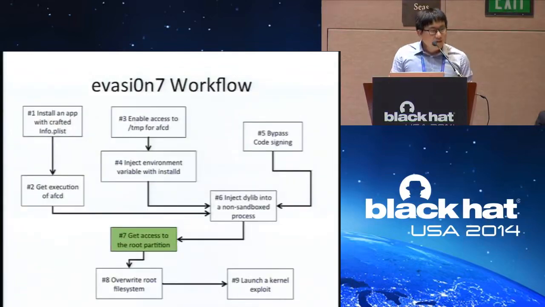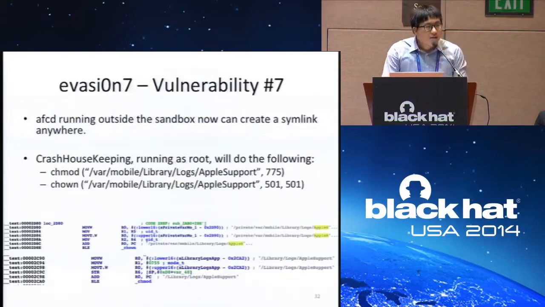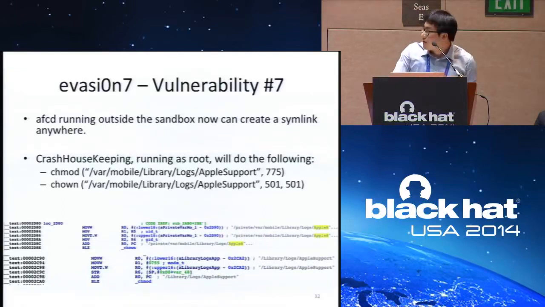For the next step, Evasion 7 exploits a root daemon to get write access to the root partition. There is a daemon called crash_housekeeping that runs as root and has a symlink vulnerability. You can see from the screenshot there are invocations of chown and chmod. This step is downgrading the directories' UID and permission to make them accessible to the regular mobile user. Because the crash_housekeeping daemon runs as root, if we just create a directory, it has root permission, so they need to downgrade the permission. However, in this step, it fails to check whether the target is a symlink or not.